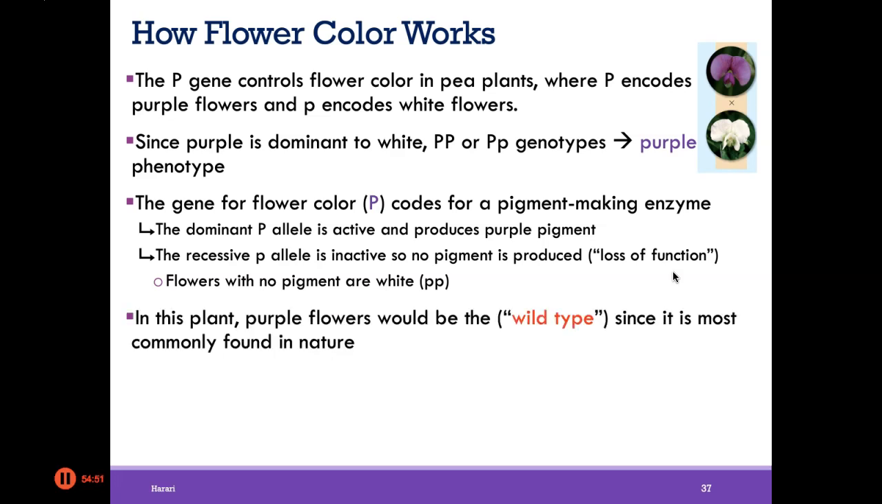In this plant type, we would say purple flowers are the wild type, since it's the most commonly found in nature. So the wild type allele is the most common form of a gene in a population. It's more than 1% by definition. So it's an important term. Wild type is the most common in nature. And if you're not wild type, that means you're a mutant. So the white flowers would be considered mutant, caused by a loss of function mutation, right? That enzyme can no longer make purple pigment. So there is a mutation in that enzyme, so it's not functional anymore, and that's why it's a mutant.